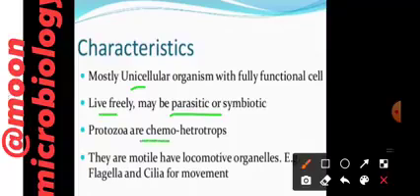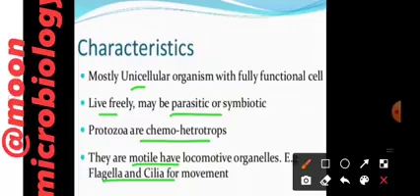Protozoa are chemoheterotrophs. They cannot prepare their own food. They depend on others. They are motile, having locomotive organs such as flagella and cilia for their movement.